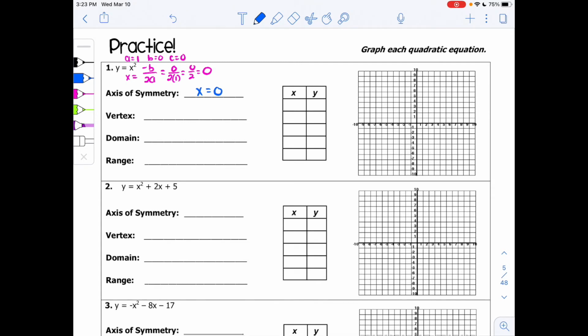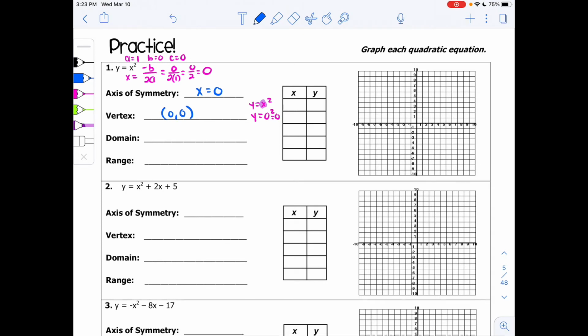Our vertex, so again, remember to find the vertex. We're going to substitute y equals x squared. We're going to replace x with what we just found as our axis of symmetry. So we're going to replace x with 0. And 0 squared equals 0. So our vertex is 0, 0. So we have a good idea of what our graph is going to look like. We know that that vertex point is going to be at our origin.